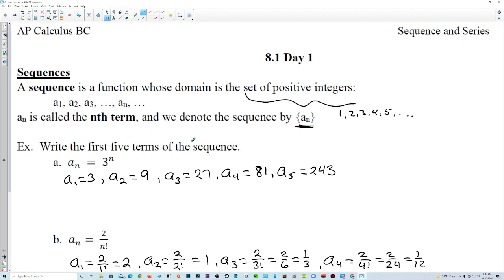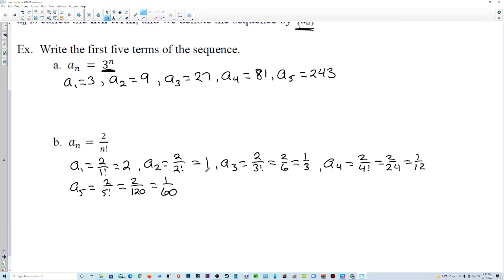Write the first 5 terms of the sequence. So we're going to plug 1 in, then 2 in, then 3 in, then 4 in, then so on. So it ends up being the powers of 3. Here we're going to plug 1 in, 2 in, 3 in, just like we did before, except we're doing n factorial. Now keep in mind that 0 factorial is 1, 1 factorial is 1, 2 factorial is 2, 3 factorial is 1 times 2 times 3. That's not 3, but 6 rather.